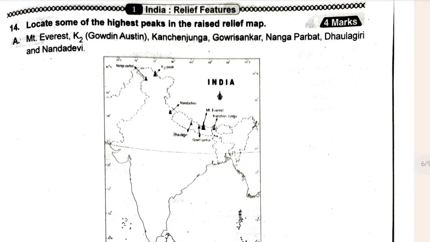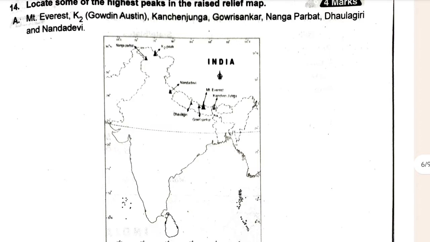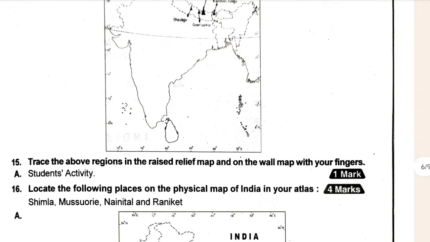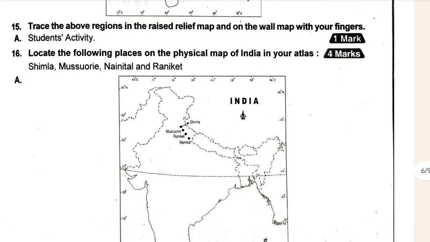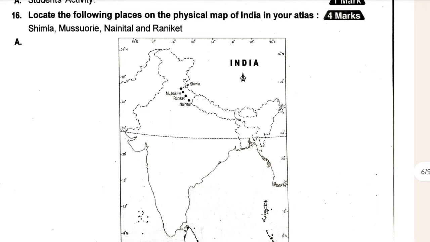So India: relief features, 14. Locate some of the highest peaks on the relief maps. Okay now. So Mount Everest, K2, Kanchenjunga. Okay now. And then after that is 15. Track the above region on the relief map and other features. Okay, so students, that's the activity. Okay, that's the 4 mark question.